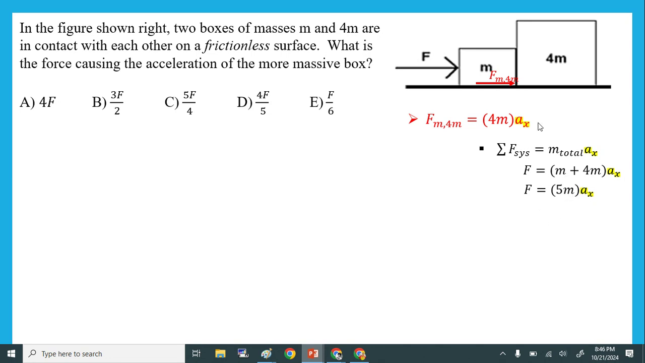What I'm missing up here, which I've highlighted in yellow to help you keep track of the missing variable, is AX. I don't know what AX is, but in order to find AX, I need to set up the whole system. It's just the force F, but that force F is pushing a total of 5M, whatever M is. So in order to find AX, I need to divide both sides by 5M. So therefore, I have this statement.